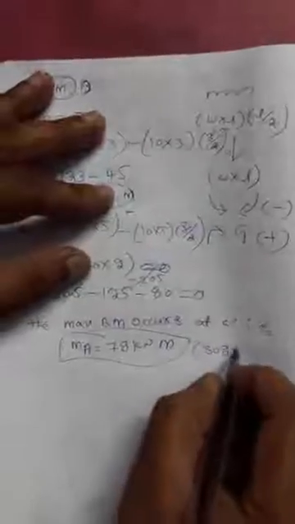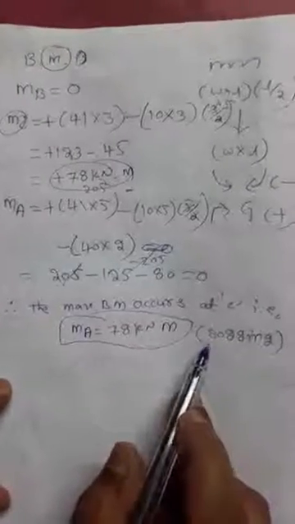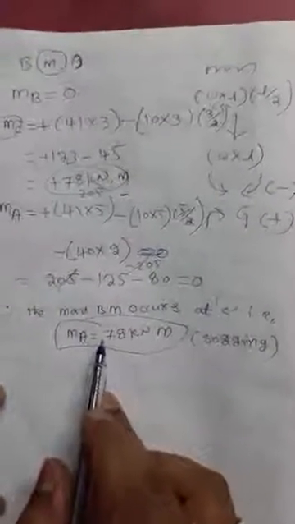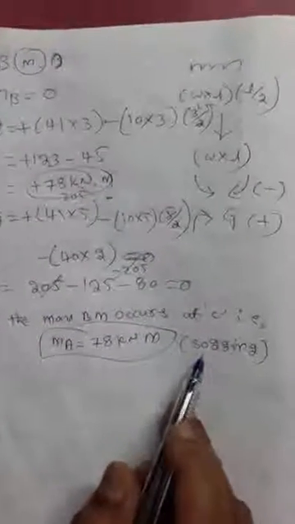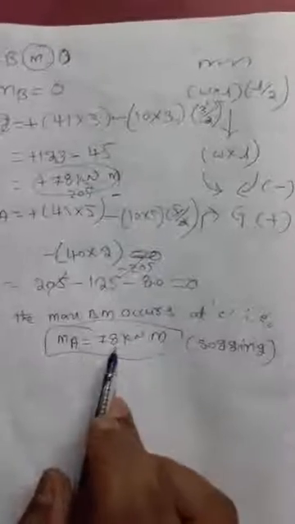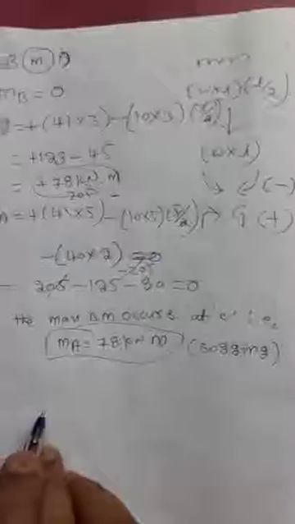Plus sign represents sagging. If you get a negative, you can write hogging. So here you get a positive sign, that's why it is sagging deflection. Positive sign represents the deflection is upwards, and negative sign represents the deflection is downwards. Okay, so this is today's class, and you can practice this problem with multiple examples.